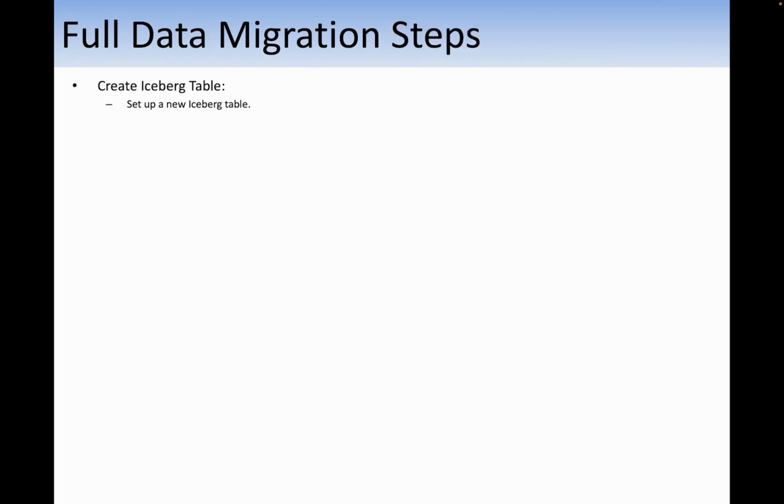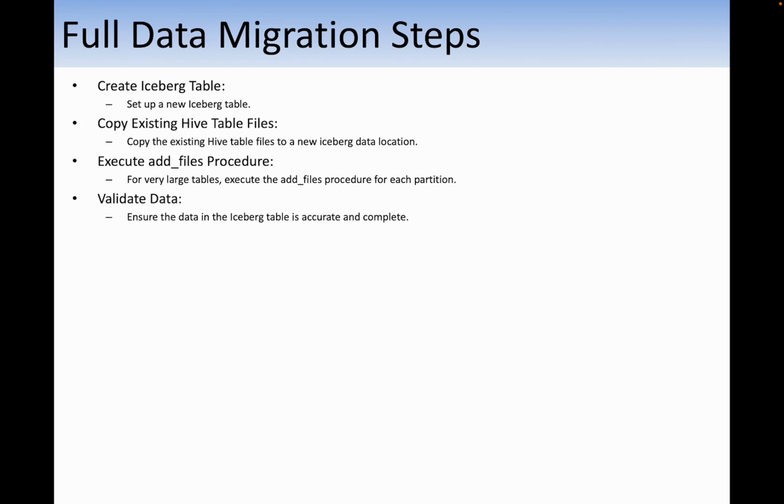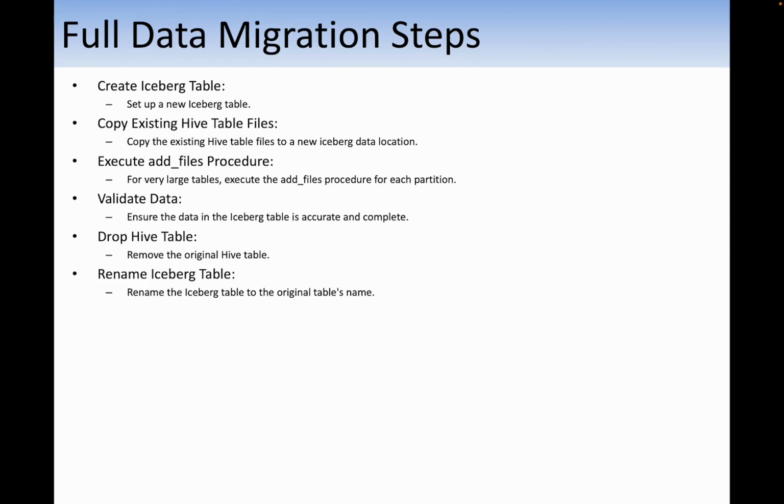So what are the steps for full data migration? Create an Iceberg table and copy the existing Hive table data there. You can do partition by partition, or you can do subsets and attach each subset, or if you have a big enough cluster, you can do the entire table. But particularly if you have a massive table, go partition by partition. Then use the add files procedure, validate the data, drop the Hive table, rename the new one, and if there are late-arriving files, work on those.